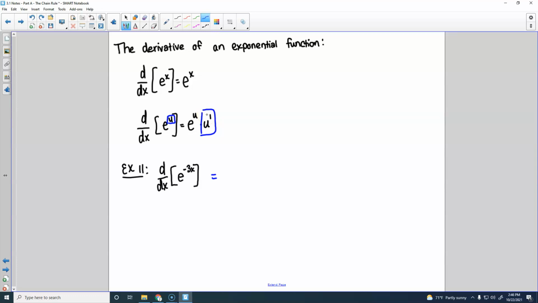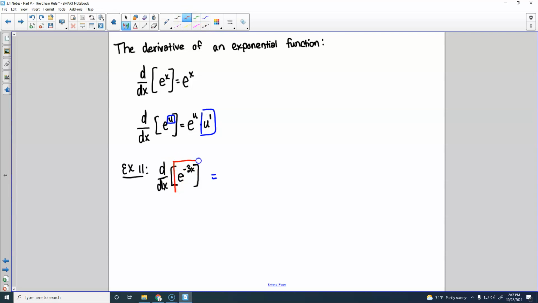Yes. So why is it d dx times? This is just notation. The d over dx means take the derivative of this stuff, so it's not actually being multiplied. It means take the derivative of this stuff. Or e to the u times u prime.